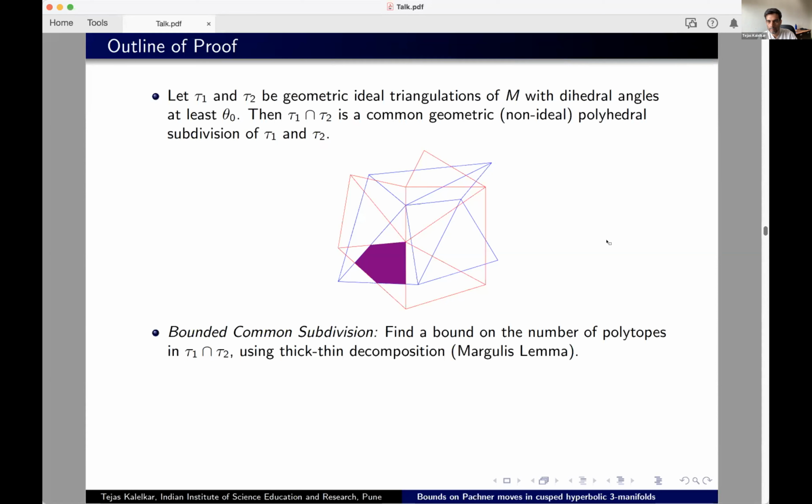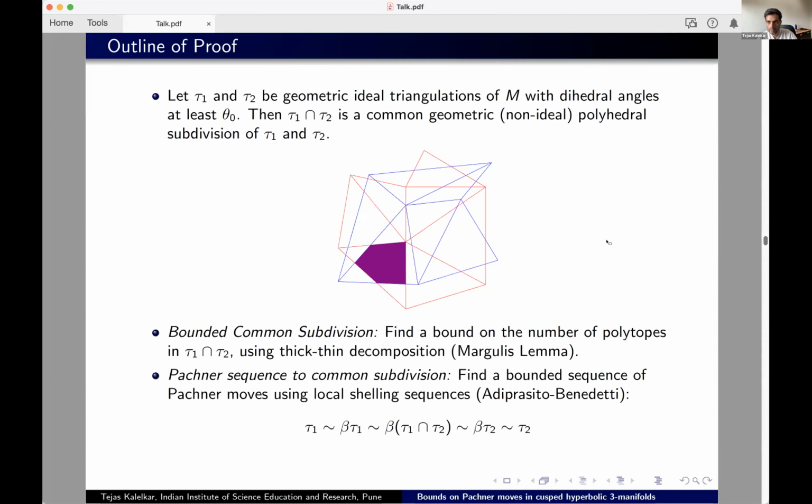And once you have a common subdivision, then its barycentric subdivision, this beta of tau1 intersection tau2, is going to give you a common subdivision for tau1 and tau2. And so instead of going from tau1 to tau2, we just go from tau1 to this common subdivision and from tau2 to this common subdivision. So the second part of the proof is to go from a triangulation to a subdivision of the triangulation by a bounded number of Pachner moves. And the combinatorial idea which goes in over here is something called a shelling sequence. And we use a result by Adiprasito and Benedetti over here.